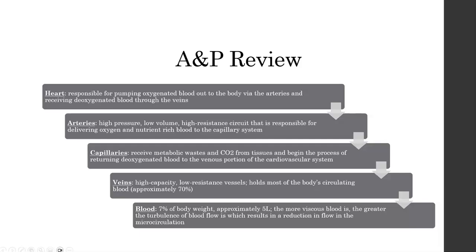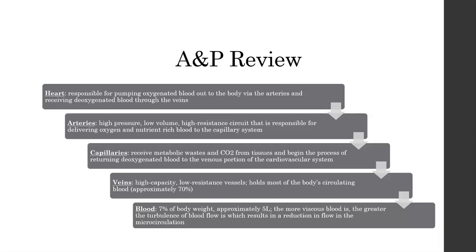Okay, so a quick A&P review. Obviously we have our heart. It's responsible for pumping oxygenated blood out to our body through our arteries and receiving that deoxygenated blood back through the veins. It has 4 chambers. We've got 2 AV valves, the tricuspid and the mitral.